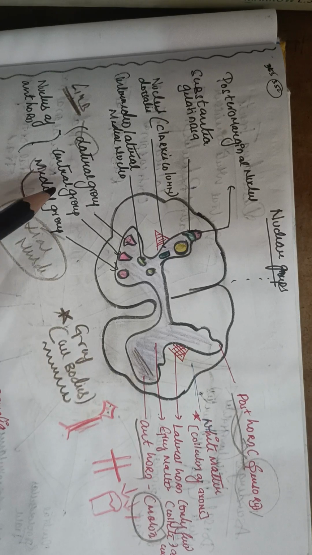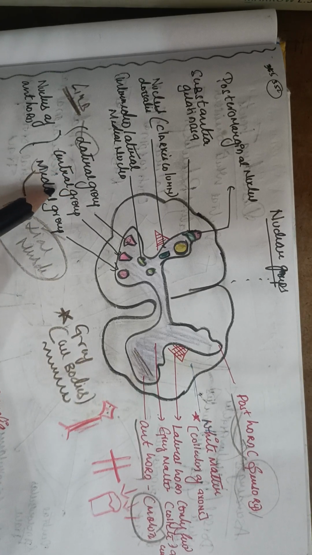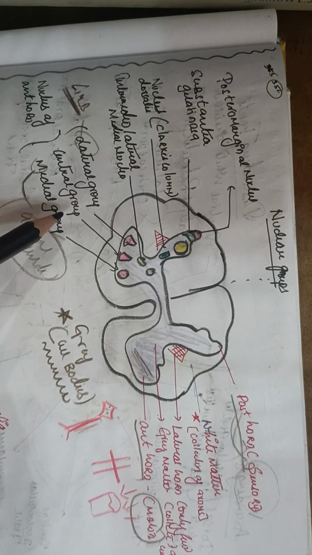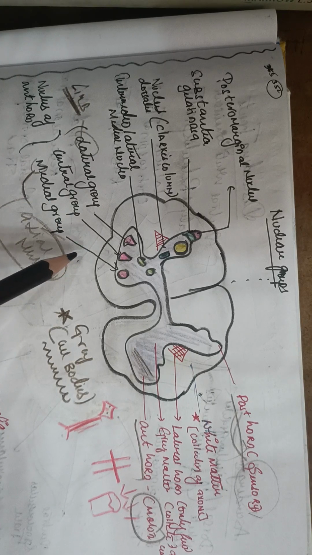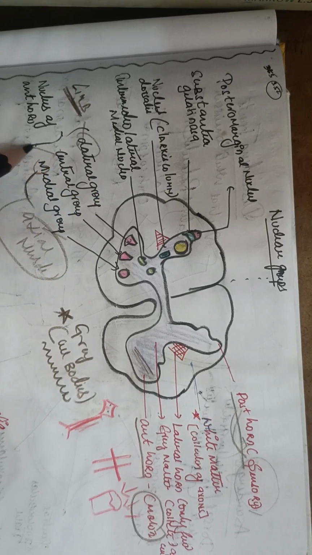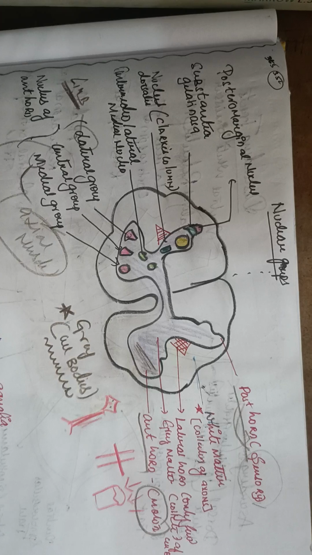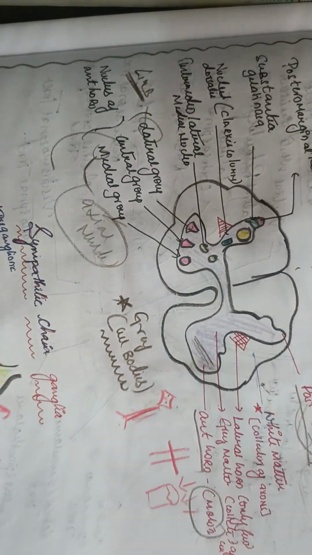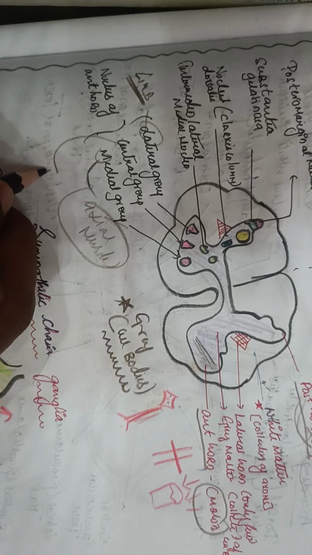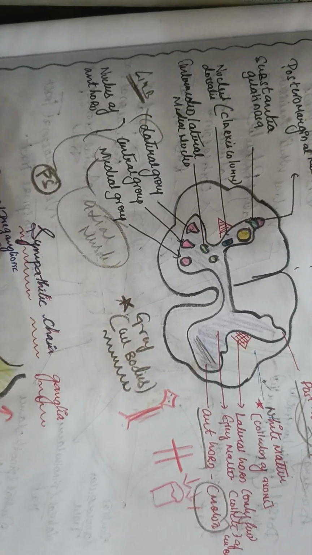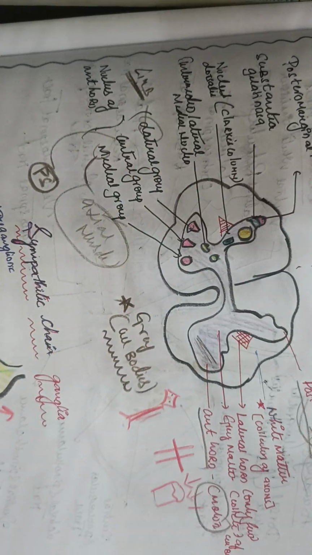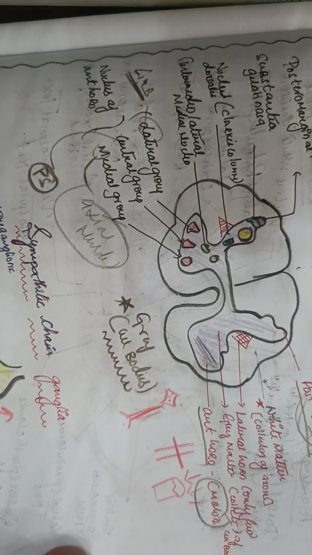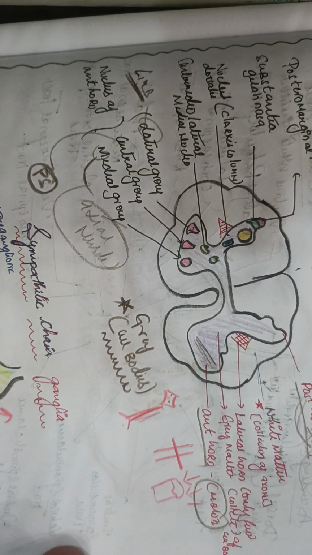Is this the lateral group or the medial nucleus? Where does it innervate? It is a nucleus for what? It is the nucleus for the phrenic nerve and the spinal accessory nerve, right? It is the spinal accessory nerve. So just remember that the group of nucleus present in the lateral is the lateral nucleus, the one present in the medial is the medial nucleus, and the one present in the central is the intermediate nucleus.